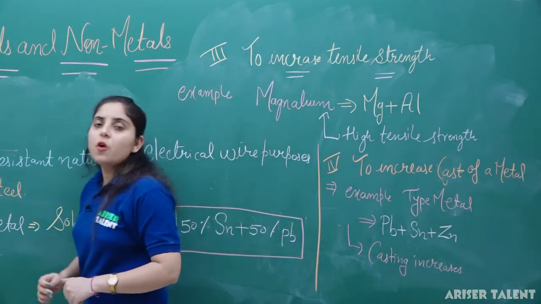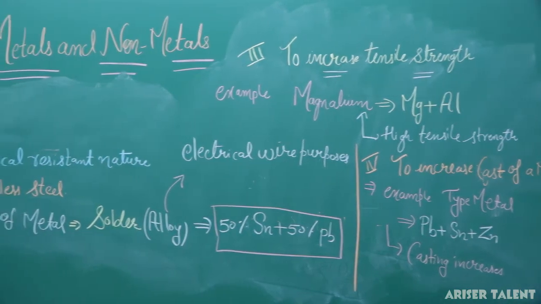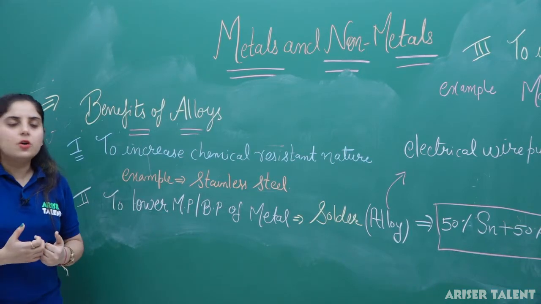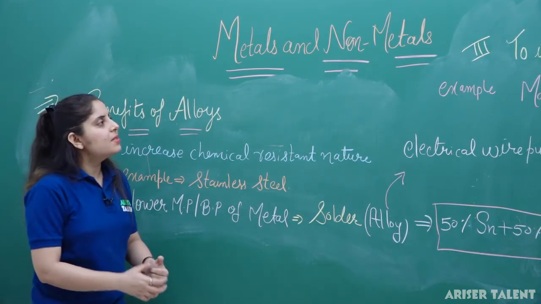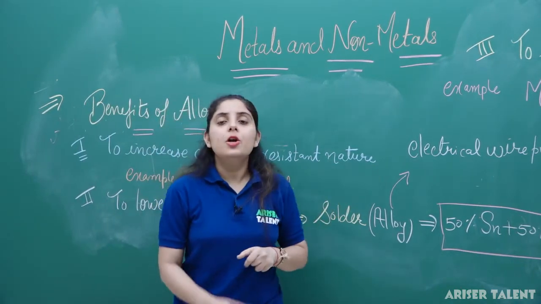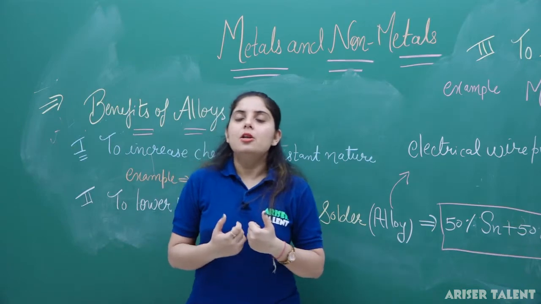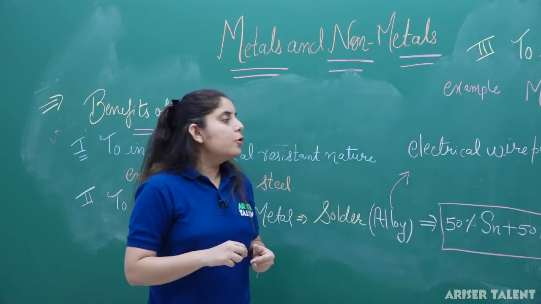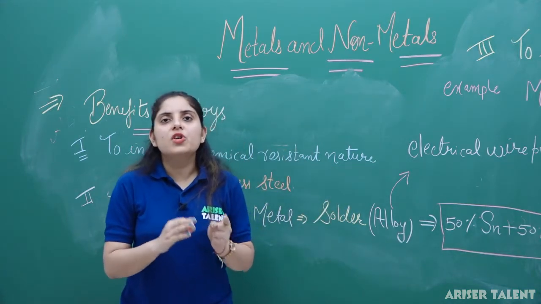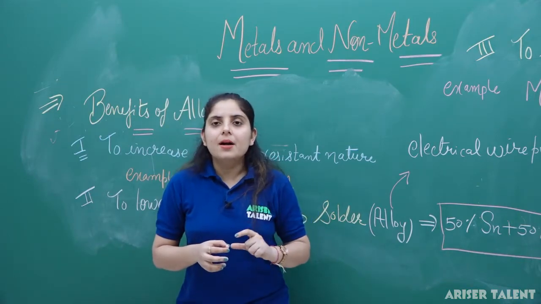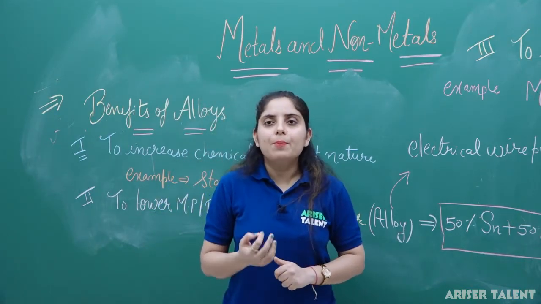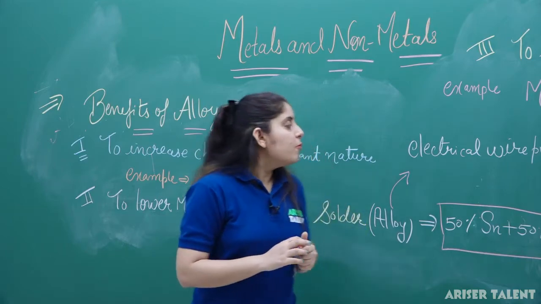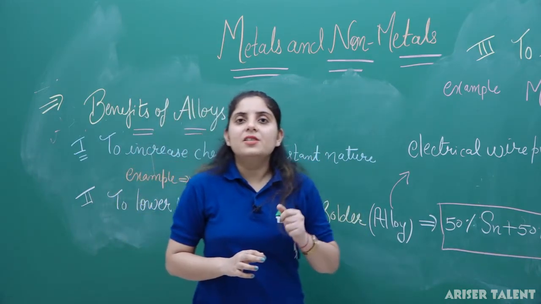Here are some of the benefits of making alloys in spite of using them as a metal. The basic advantages we have discussed here are to increase the chemical resistant nature of a substance, to lower the melting boiling point of a substance, to increase the tensile strength, and last, to increase the casting property of a metal. Now we are going to discuss our next topic. After corrosion and alloys, we have our last topic, that is amalgam, and after that we are going to discuss the types of alloys, their composition and their uses in our day-to-day life. So before starting that, we will discuss the topic called amalgam.